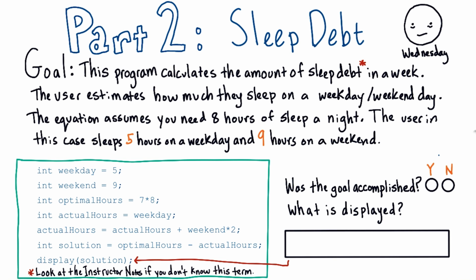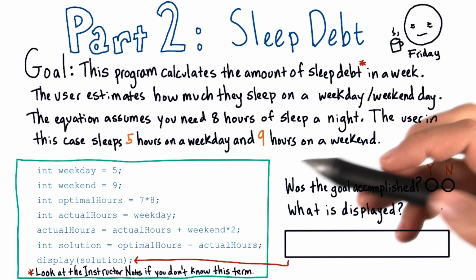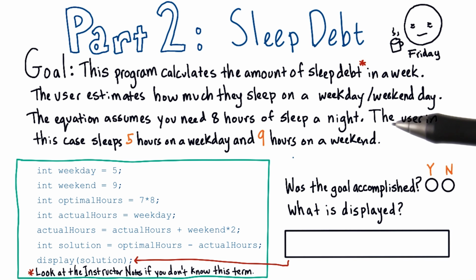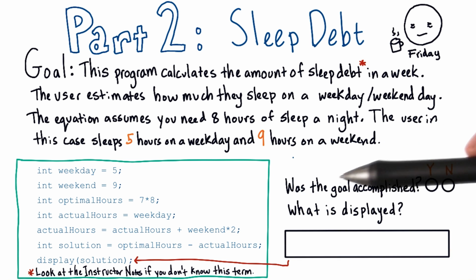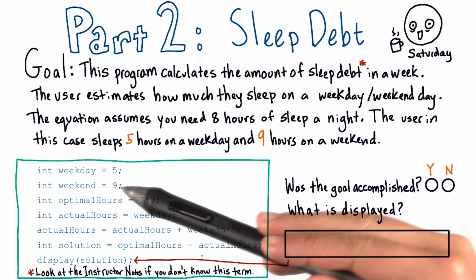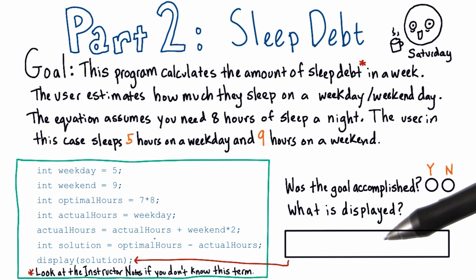The user of the program will go ahead and estimate how much they sleep on an average weekday and how much they sleep on an average weekend day. For this example, we're assuming that the user sleeps 5 hours on a weekday and 9 hours on a weekend. The code for this task is here, in the green box. And the first thing that you're trying to do is read through this code and decide whether or not the goal was accomplished. Then what you're also going to do is go through each of the statements that happened in the code and decide what was actually displayed to the screen.